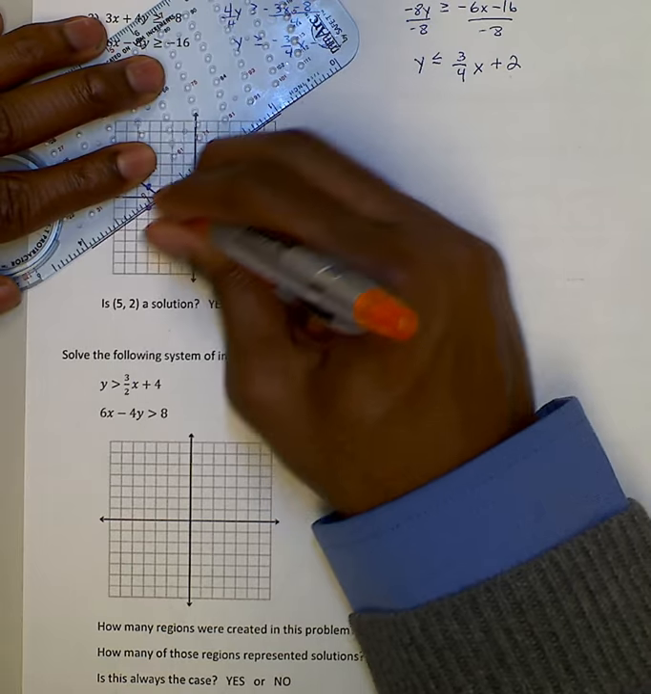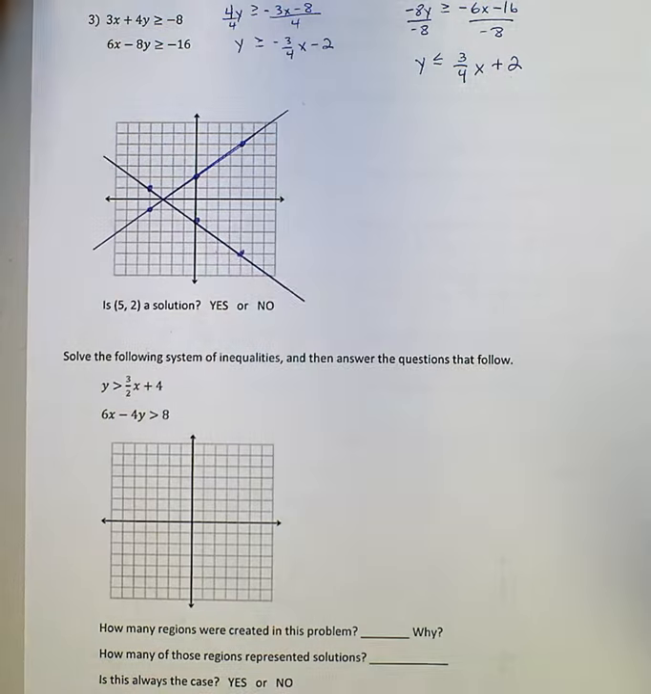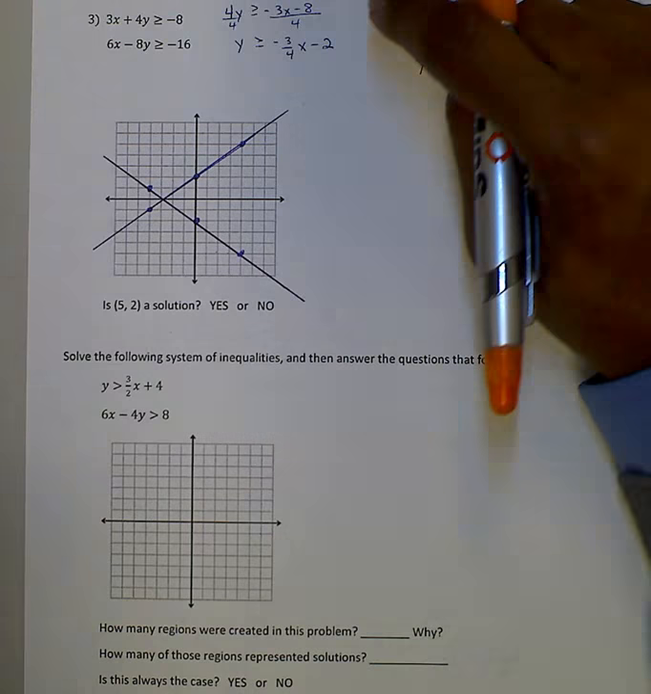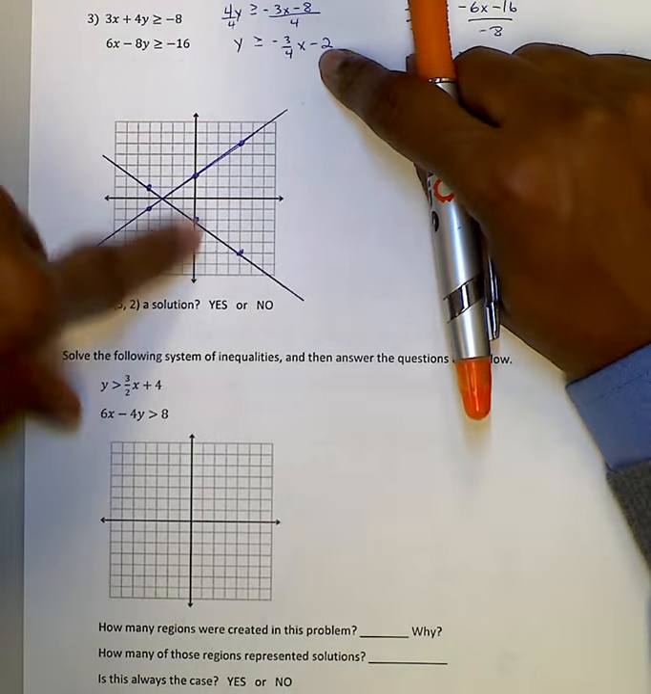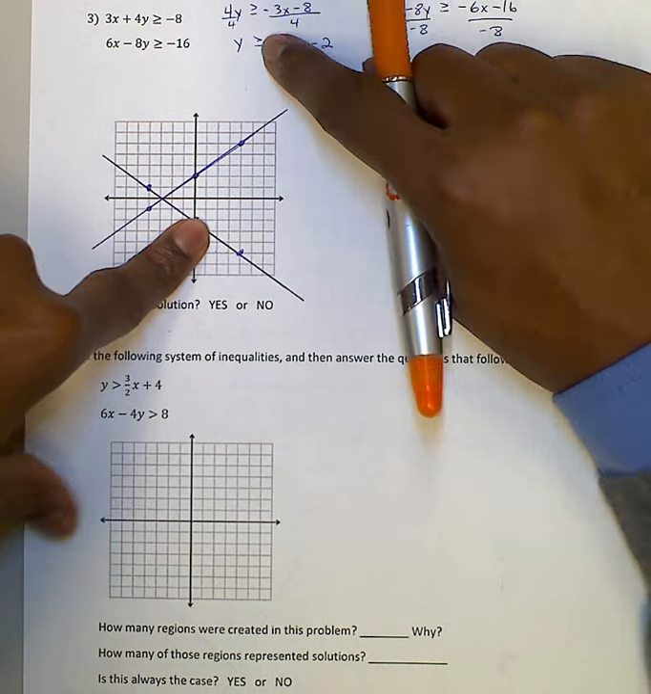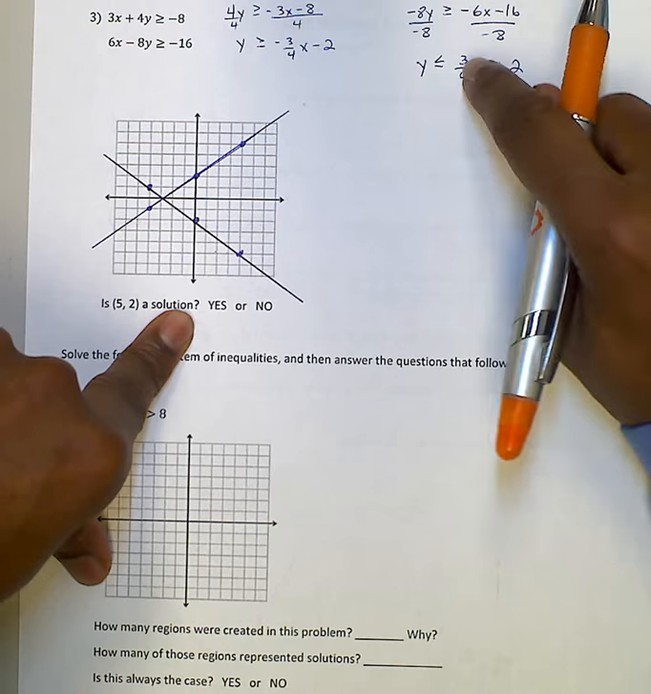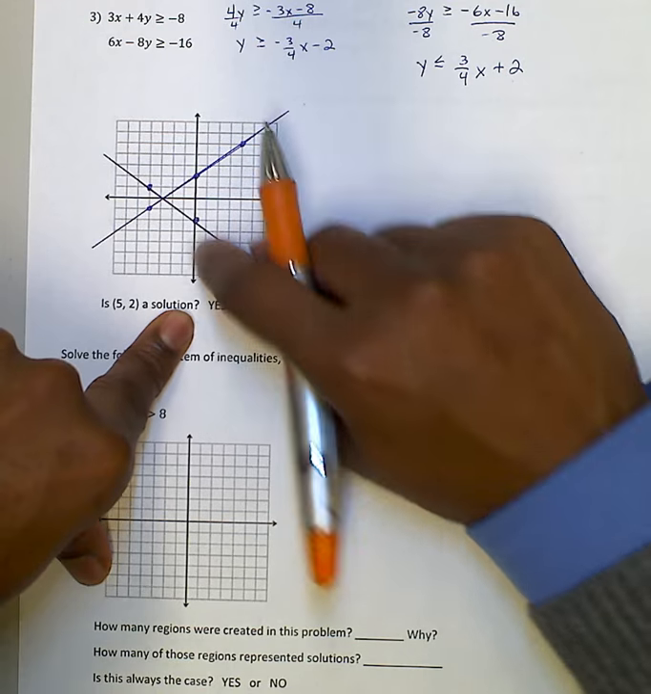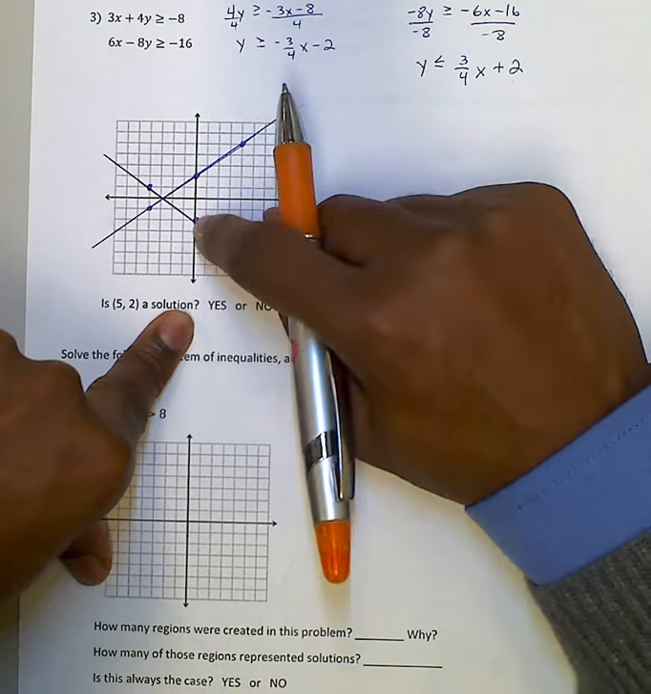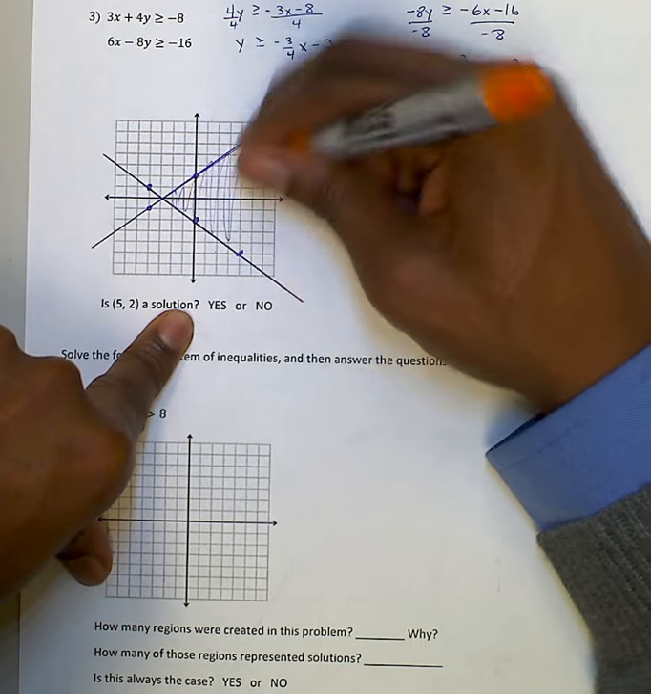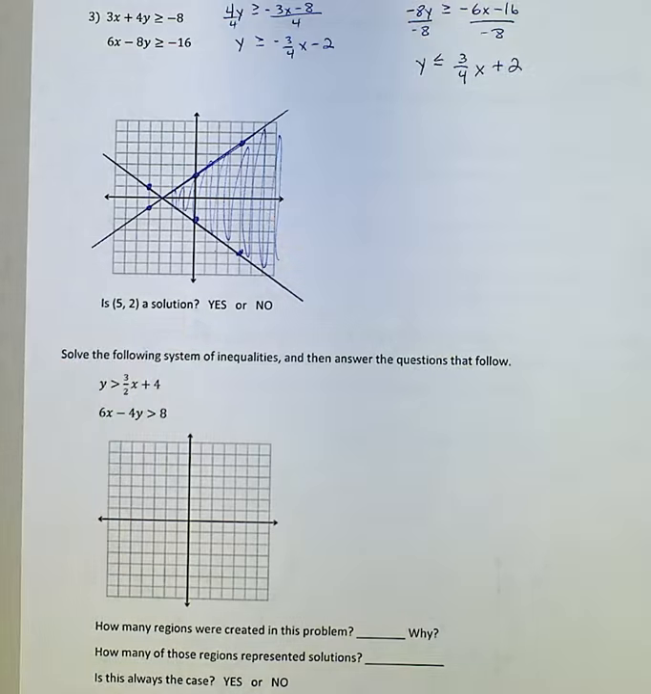Now some people don't like shading both lines first. They would rather look at the solution at one time. So let's focus on where these would be shaded. Our first line would be shaded above the line because y is greater than. Our second line would be shaded below the line. So what's above this line and below this line? Well, that's this area in here, above the first line and below the second line.